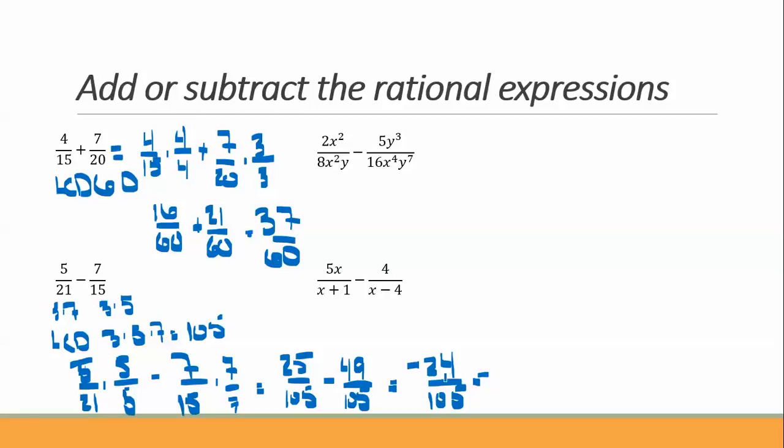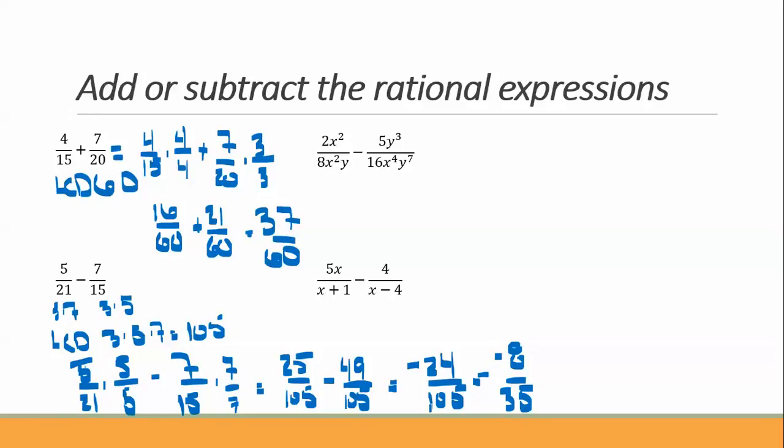Let's check and see if these are divisible by 3. 24 is 2 plus 4, which is 6. 6 is divisible by 3, so 24 is divisible by 3. 105 is 1 plus 5, which is 6, so that one's also divisible by 3. So let's divide numerator and denominator by 3. So we have negative 8 over 35. So that's our final answer.